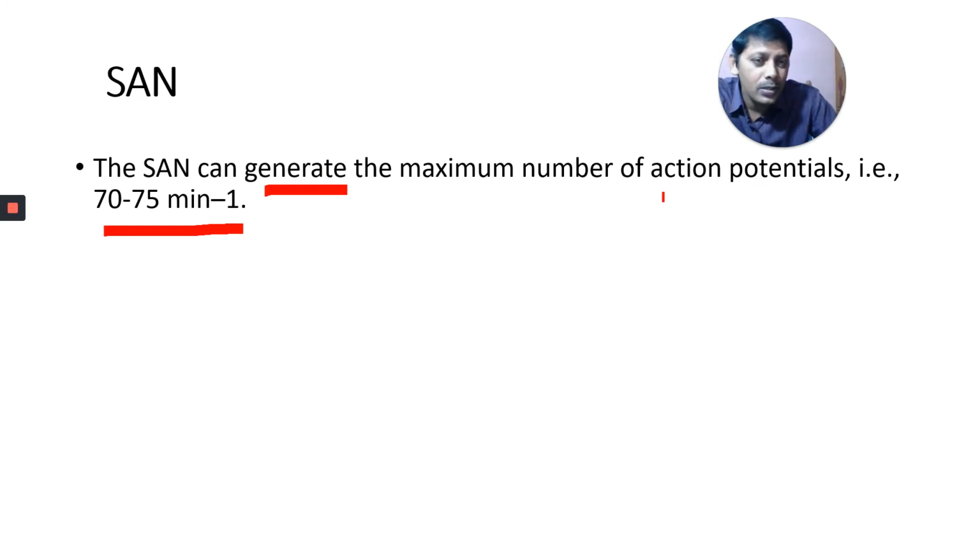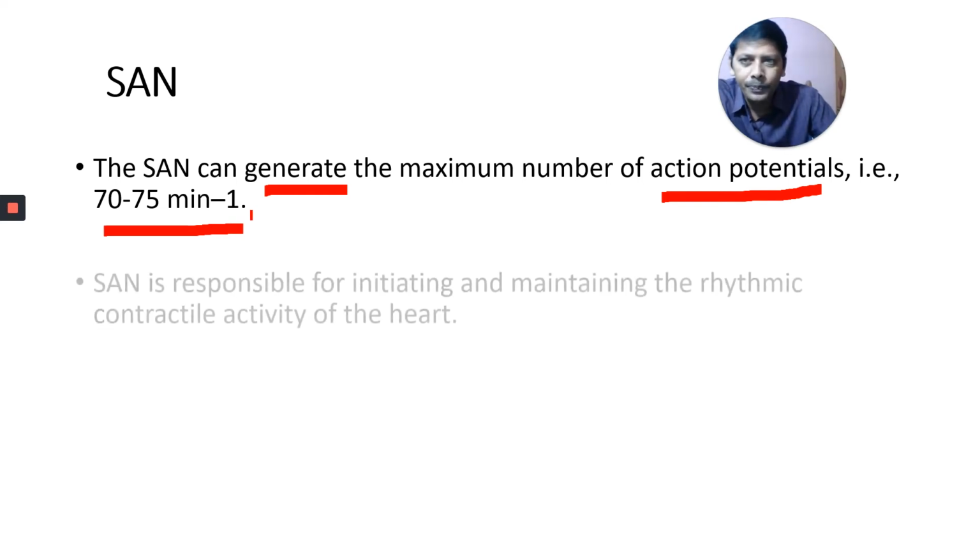It can generate action potentials, nothing but like a current. How many action potentials can it generate? As per the NCERT textbook, these are the points from the NCERT textbook. As per the NCERT textbook, it can generate 70 to 75 action potentials per minute.